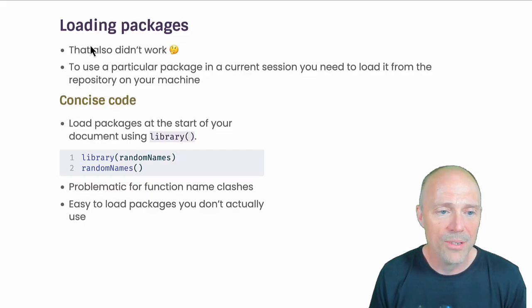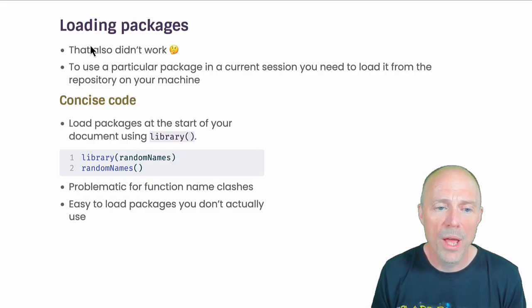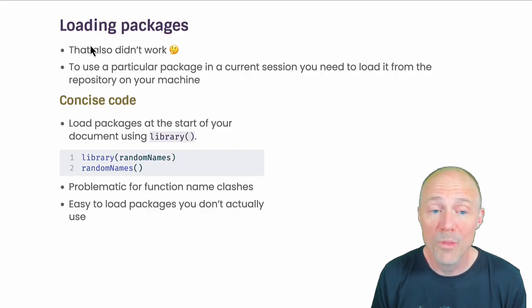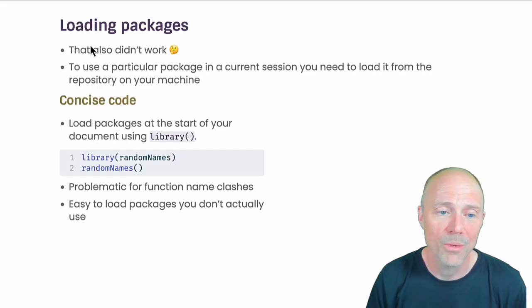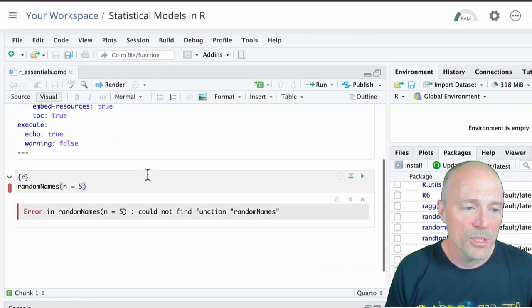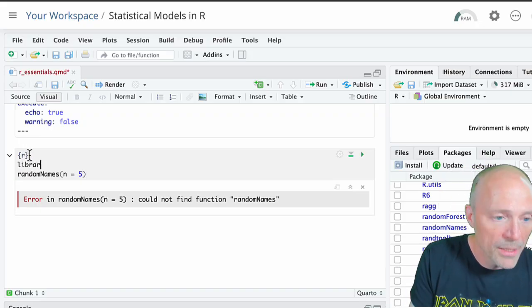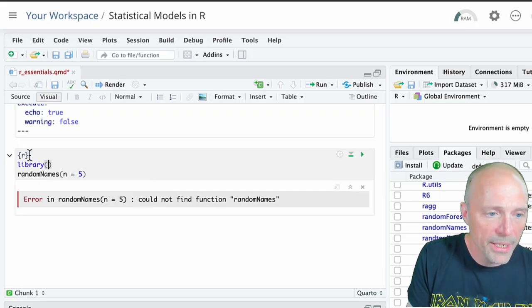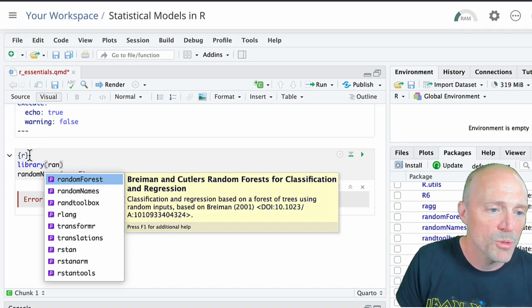So the concise coding style, basically what you do is you use the function called library to load all of the packages that you want. Normally, I think it's good housekeeping to do this in a code chunk right at the top of your Quarto document. So let's have a go at doing that. Imagine we add to our code chunk library, and then the name of the package. The name of the package we want to use is randomNames.